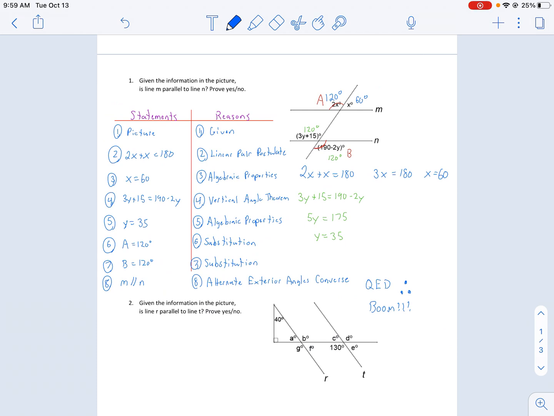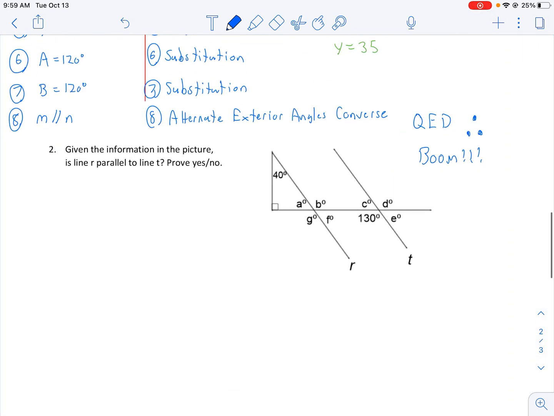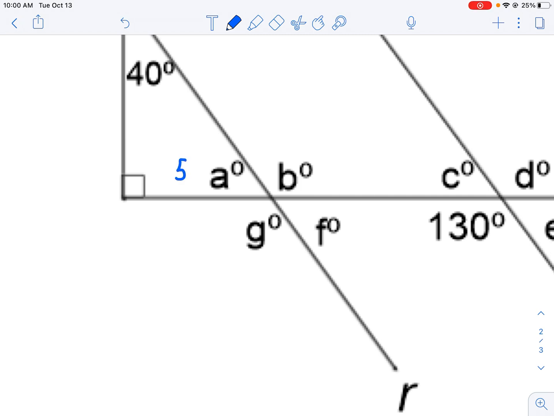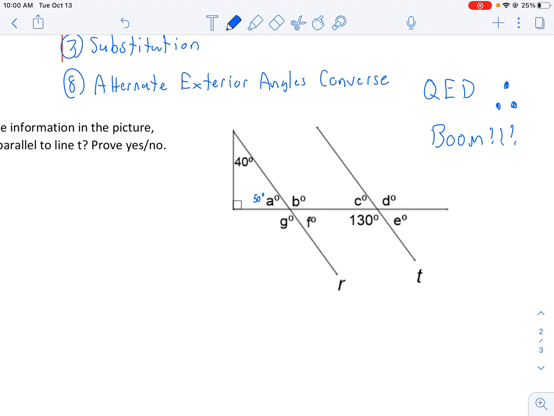All right, so maybe you want to try the next one on your own. Pause the video, give it a shot. All right, so here we have, let's see, looking here, we have 40 degrees. We can find angle A because that's 90 degrees right there. So we know angle A is going to be 50 degrees. So let's throw that in there. Okay. And then angle F is also 50 degrees.